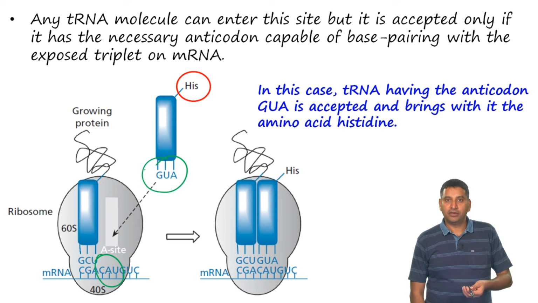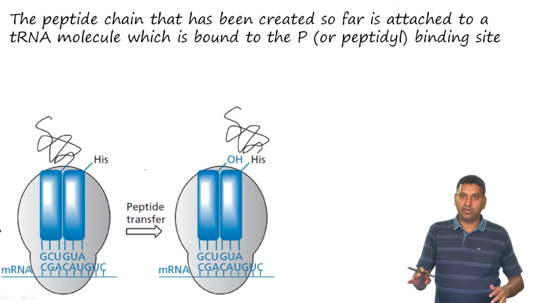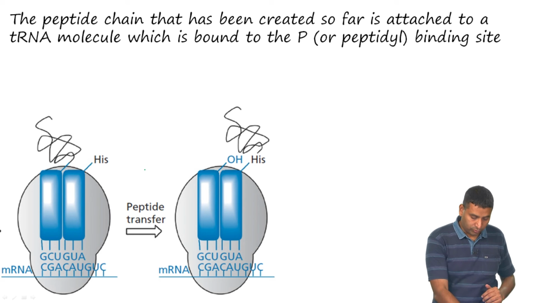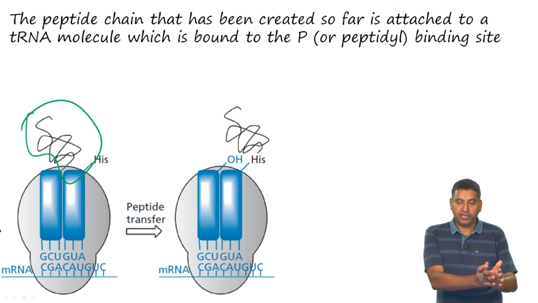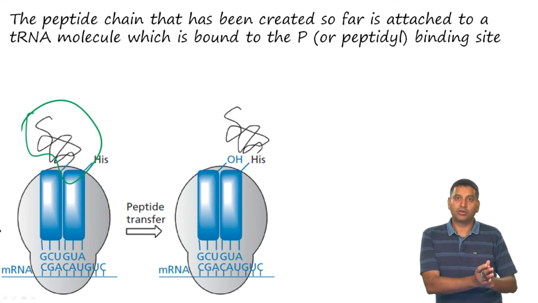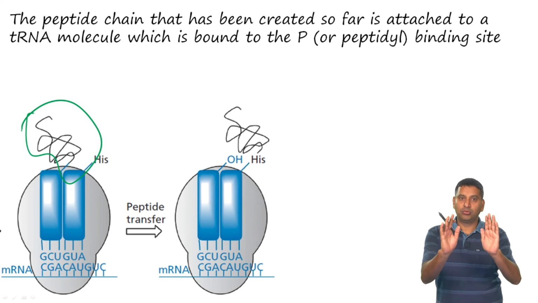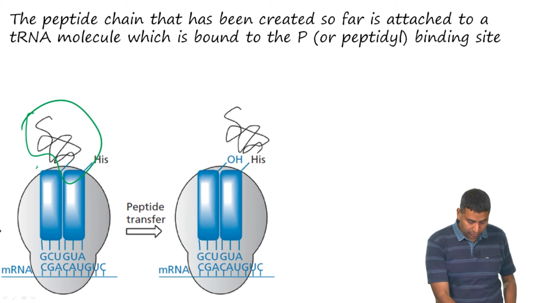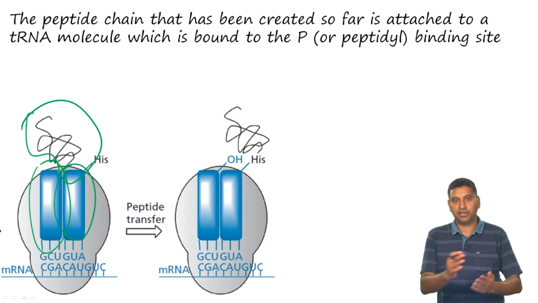So, as I mentioned earlier, in this case the tRNA having the anticodon GUA is accepted and brings along with it the amino acid histidine. The peptide chain that has been created so far, attached to a tRNA, which is shown here, okay, is bound to the P site, which I mentioned earlier, or the peptidyl binding site. Now, once these two sites are occupied, which is over here and here, there is a process of peptide transfer.